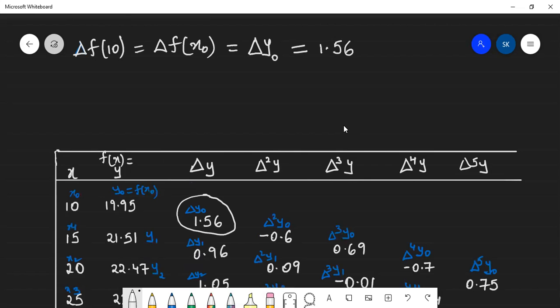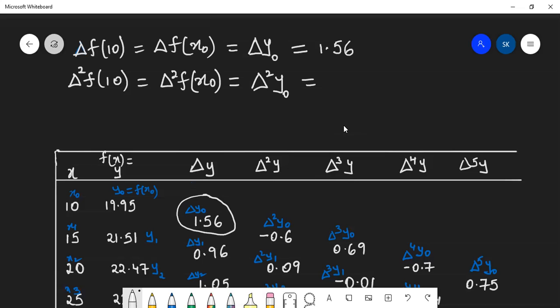What is the next value asked? He is asking forward delta square f of 10. Right? This is nothing but forward delta square f of, where do you find 10 in x column? First position. That is nothing but x naught, which will be equal to forward delta square. What is f of x naught? Y naught. Where is forward delta square y naught? This position. So the answer is minus 0.6.